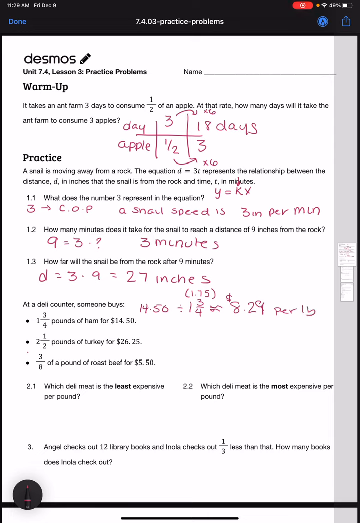Same thing with the turkey. So $26.25 divided by 2.5. So I'm going to do on my calculator $26.25 divided by 2.5. It's going to give me $10.50 per pound. And then I'll do the roast beef, $5.50 divided by 3/8.